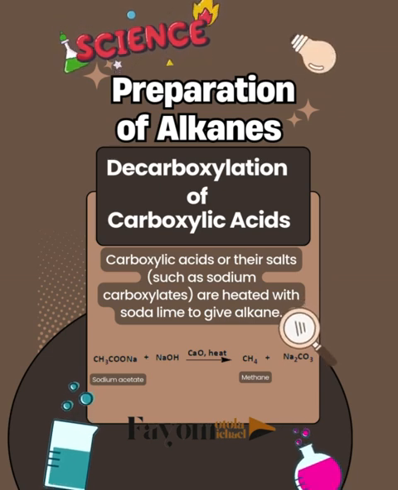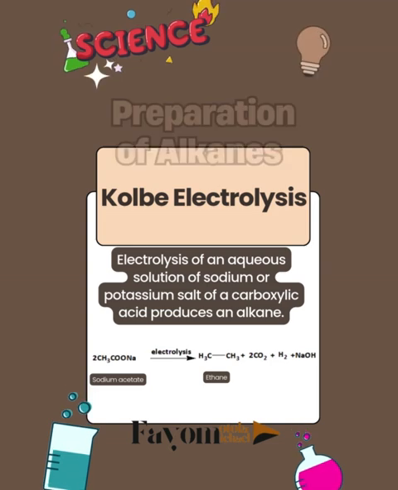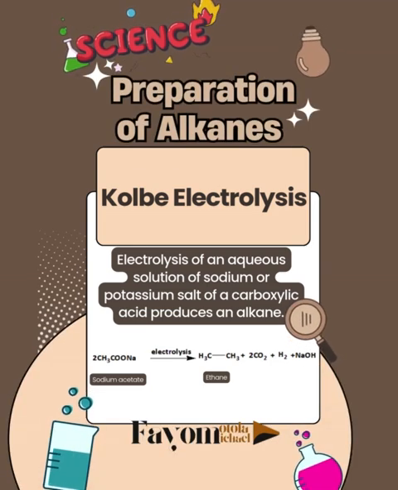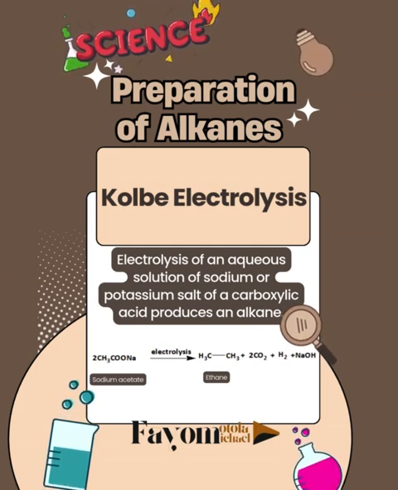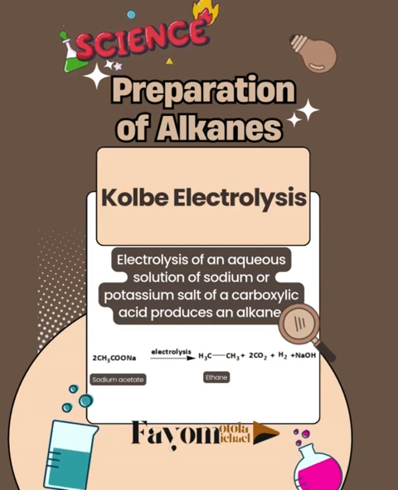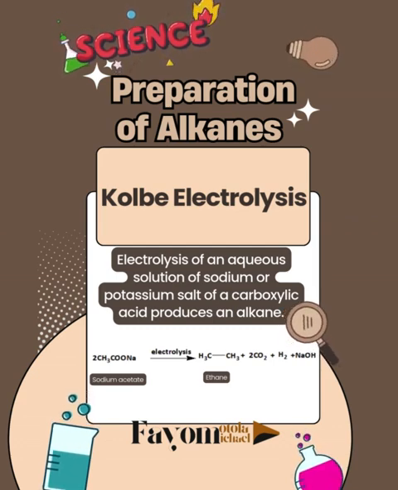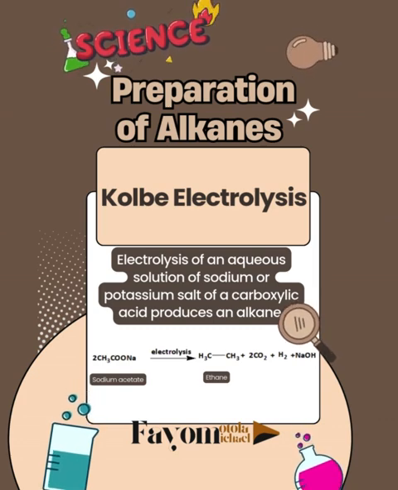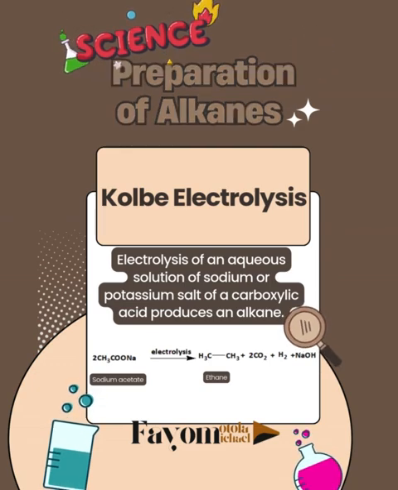that is, sodium hydroxide heated along with calcium oxide to give methane. Then the electrolysis of an aqueous solution of sodium or potassium salt of carboxylic acid produces an alkane. This process involves decarboxylation at the anode. An example is the electrolysis of sodium acetate to give ethane.